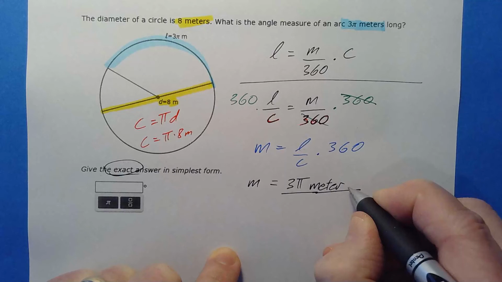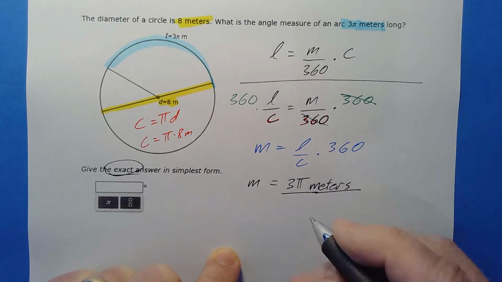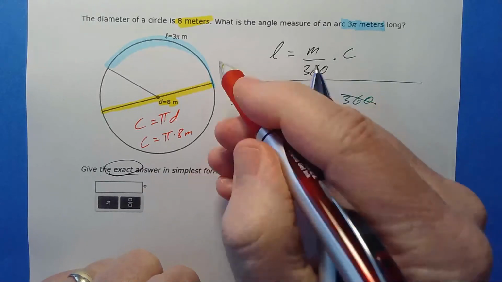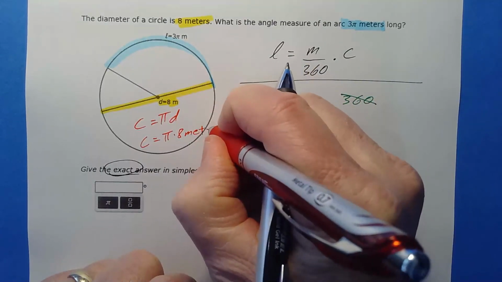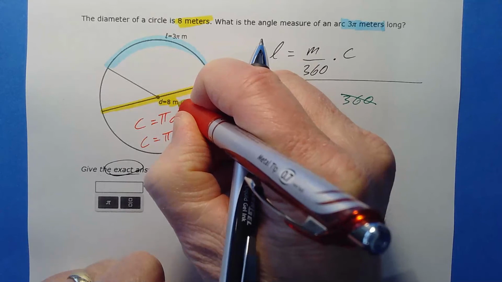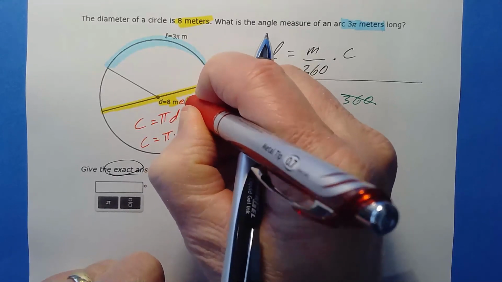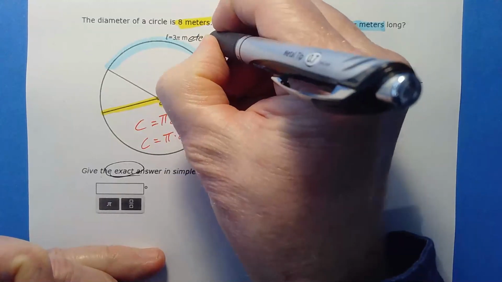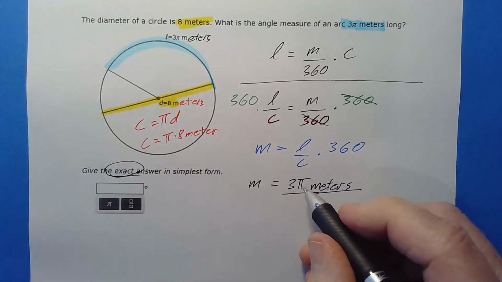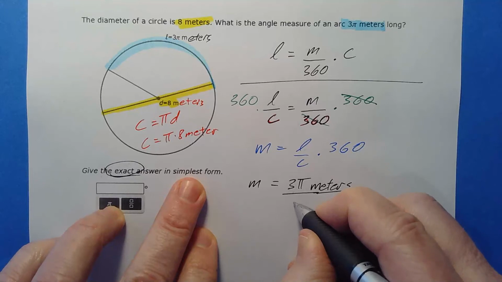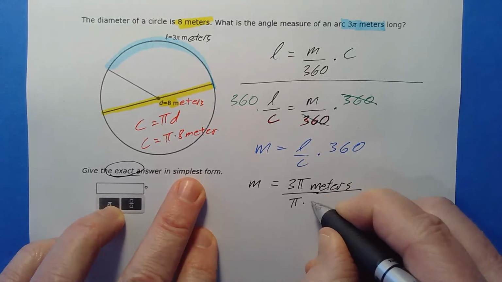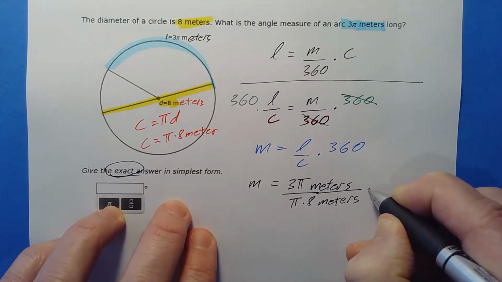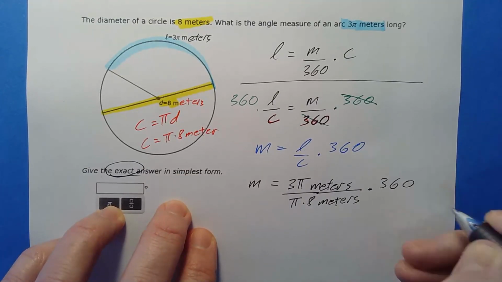This is 3 pi meters, right? And then let's make the circumference rather than 8m. To be safe, wherever I see m for meters, I'm going to write it out because I just don't want to get confused here, because that's a problem waiting to happen. So I've got pi times 8 meters times 360.